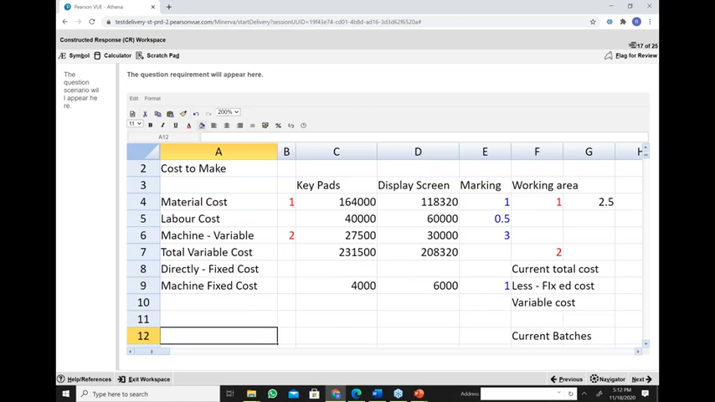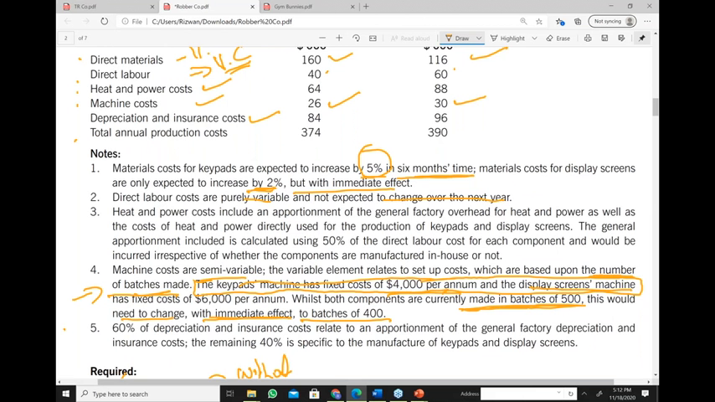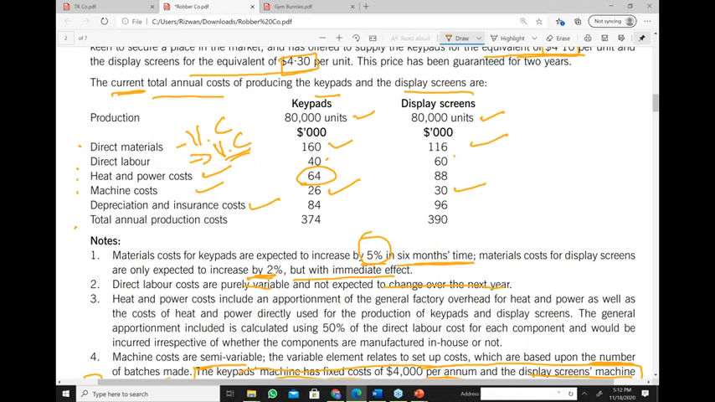Yeah, let's move on. So directly attributable fixed cost, machine done. Now coming towards heat and power. So let's see what it says. 6488, heat and power. Let's read the note. Heat and power include an apportionment of general factory overhead for heat and power, as well as the cost of heat and power directly used for the production of keypads and display screens. Okay. So if you just observe here, it says that it includes general apportionment of factory overhead as well as directly attributable. So this one is not relevant, whereas directly attributable is relevant. I'm sure you will agree with me, right?